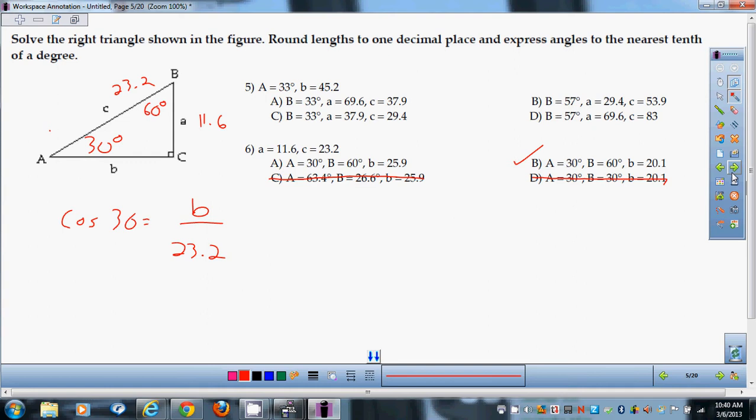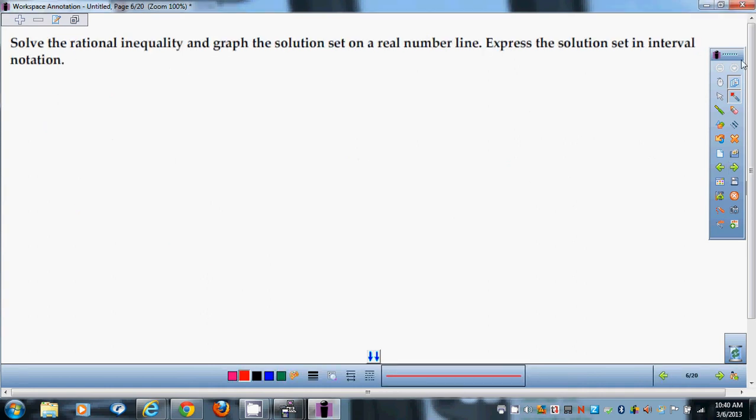Solve the rational inequality and graph the solution set on a real number line. Express the solution set in interval notation. What is this problem going to look like? That's right. But that's what the answers will look like. What will the problem look like? It'll be an inequality. And what are you supposed to do with that inequality? Find the zero. Well, you could graph it. Find the zeros and then put them where? On a number line. Very good.